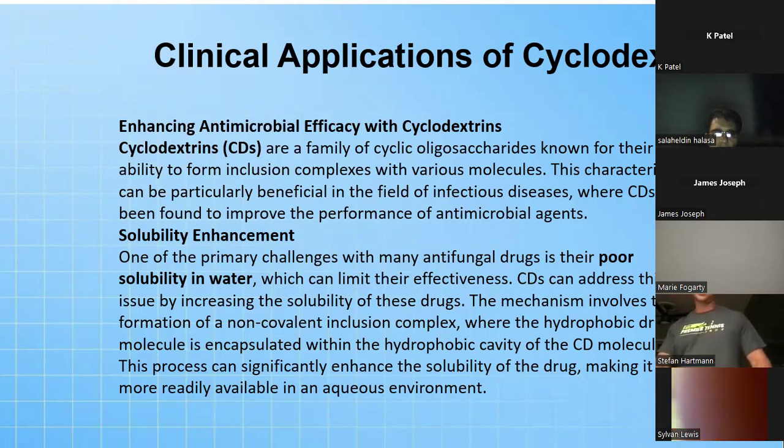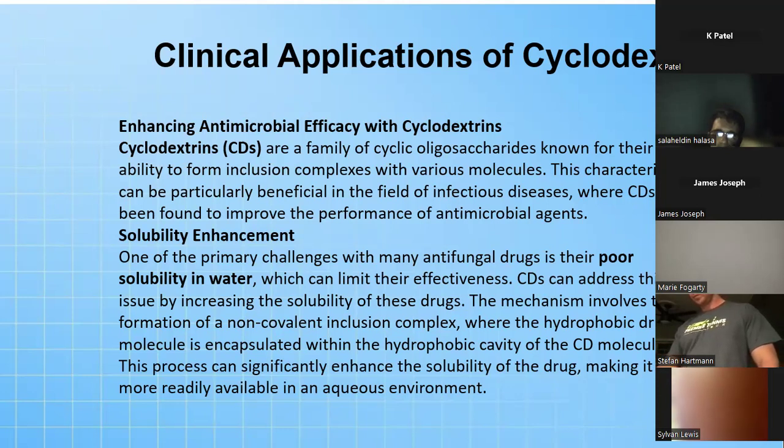Solubility enhancement: one of the primary challenges with many antifungal drugs is their poor solubility. So I think it enhances antimicrobial activity. Some of those antifungals are fat soluble or poorly water soluble, so you can turn them into water soluble by complexing them with cyclodextrin, which will increase their absorption and their targeting effect onto the fungus.